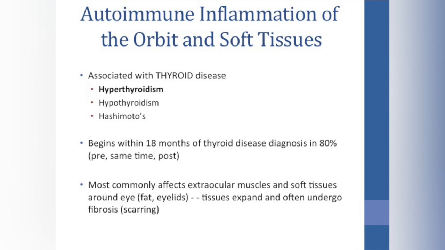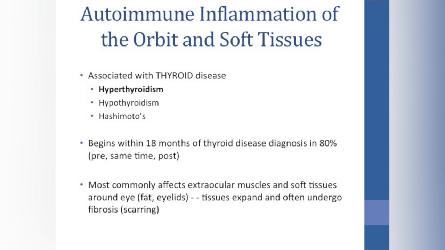And what does it do to the tissues? Well, it commonly affects the muscles that move the eye. They move the eye side to side and up and down, and also the soft tissues that surround the eye. So within the eye socket behind your eye, you have the muscles that move the eye, the nerve that sends the information from your eye to your brain, and then you have a lot of fat that is around and behind the eyeball, and in some cases that fat will expand.